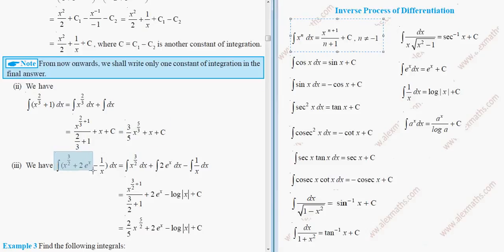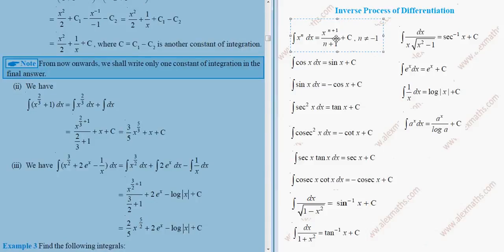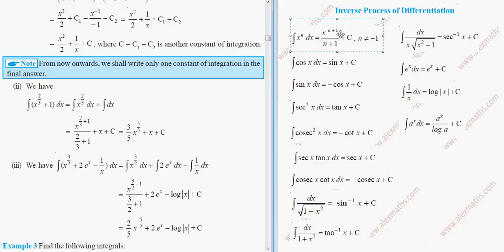And look at the next one. x power 3 by 2 plus 2 e power x minus 1 by x. See, for the first term, again use this formula, adding plus 1 to the power. So that will become x power 3 by 2 plus 1 by 3 by 2 plus 1. Okay. Then integration of e power x. e power x we already listed here. So integration of e power x is e power x only.